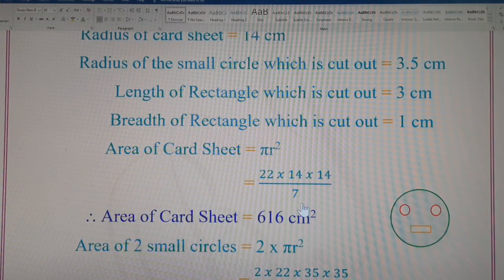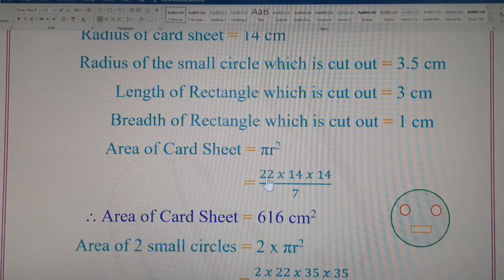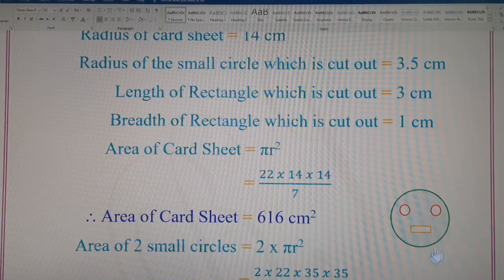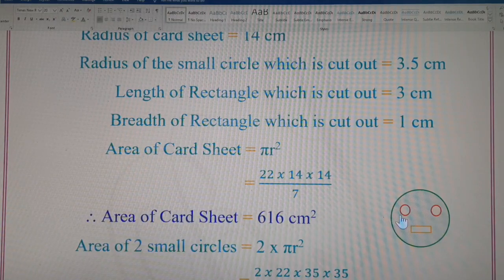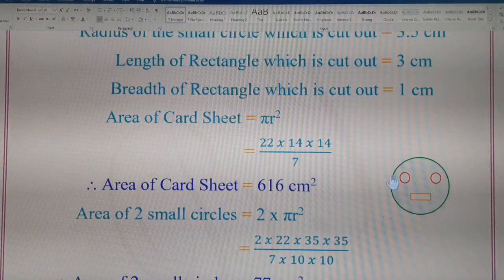7 is cancelled and 1 is written. 14 is cancelled, 2 is written. So 1 from the denominator is removed. The final answer is 22 multiplied by 28. 14 2s are 28. 22 multiplied by 28, the answer is 616 centimeter square. So the area of this card sheet, the whole card sheet area, will be 616 centimeter square. Then we have to calculate the area of the two small circles and then we have to subtract it from the original card sheet.